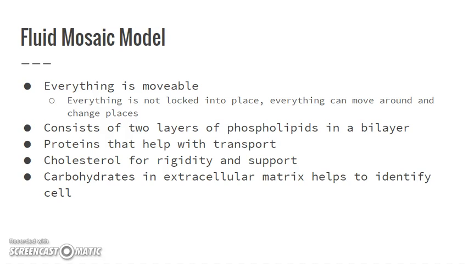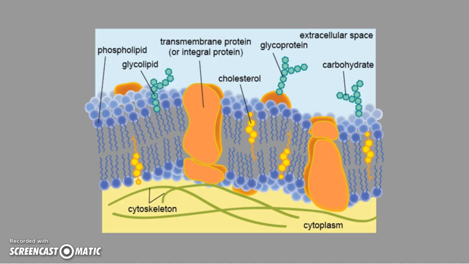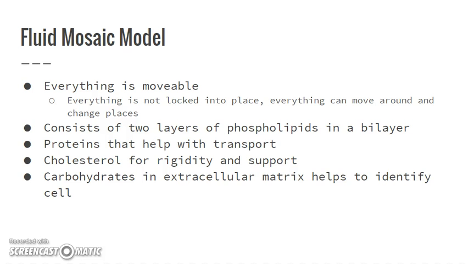Now the proteins that help with transport are just embedded all along. As we can see here, there's a protein here, a protein here. So they're embedded everywhere all along, and those are going to help with our transport. They're going to be pumps. They're going to serve a few different roles within our plasma membrane.